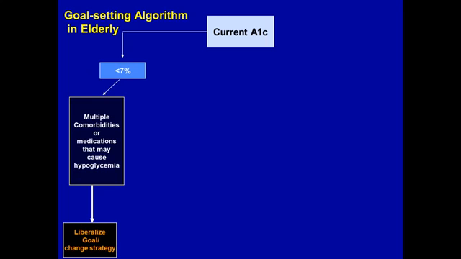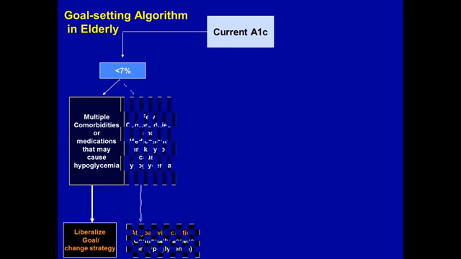If the patient is reaching A1C less than 7 and is just on lifestyle modification or metformin, in this case, we can just leave the treatment as it is. However, if there is more aggressive therapy, and in particular medication that can trigger hypoglycemia, then we should liberalize the goal and change the strategy.